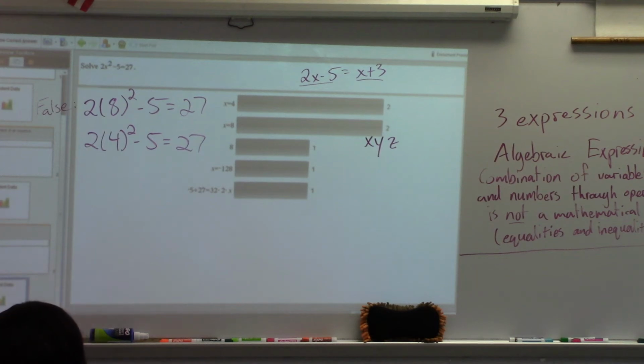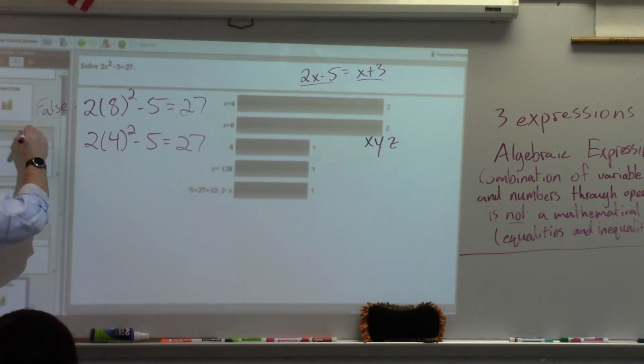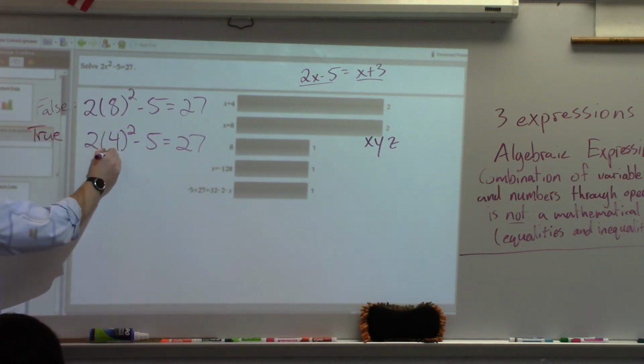What's it say? For the 4? True. You be careful. That says times -5. Because you put that button, didn't you? That's a negative, not a minus. We gotta learn from that. Alright, so that says true. So is 4 a solution? Alright, so 4 is a solution.